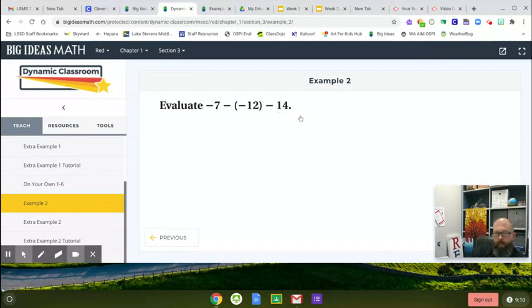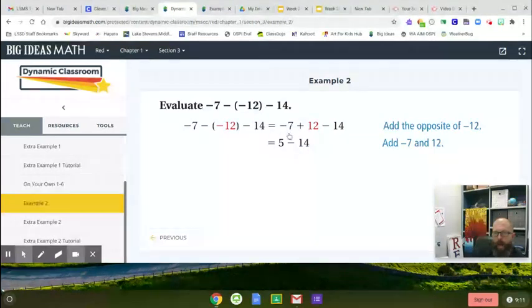So we're going to go left to right with adding and subtracting. So I'm starting with -7 minus -12. And I'm going to add the opposite. So plus 12. And I end up with -7 plus 12. I'm adding the opposite. So I'm going to end up with 5 from this section.